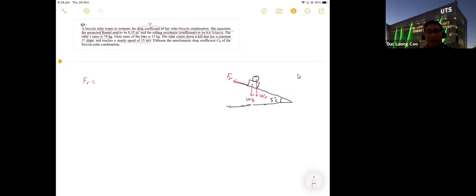Do you remember the equation? If you don't remember the equation, have a look at the unit. You can see the unit is Newton per meter per second. Newton is the unit of force, and meter per second is the unit of velocity.